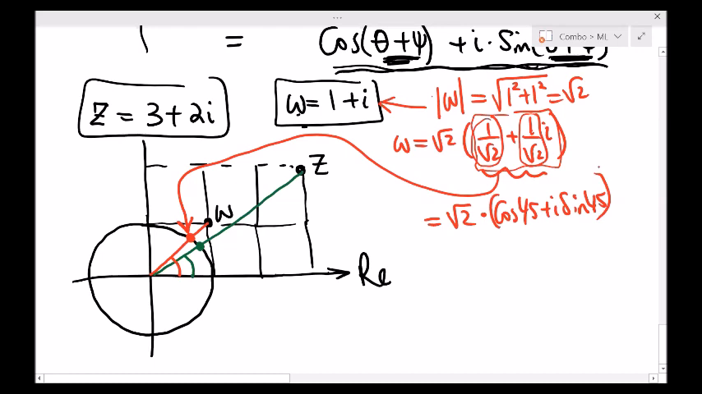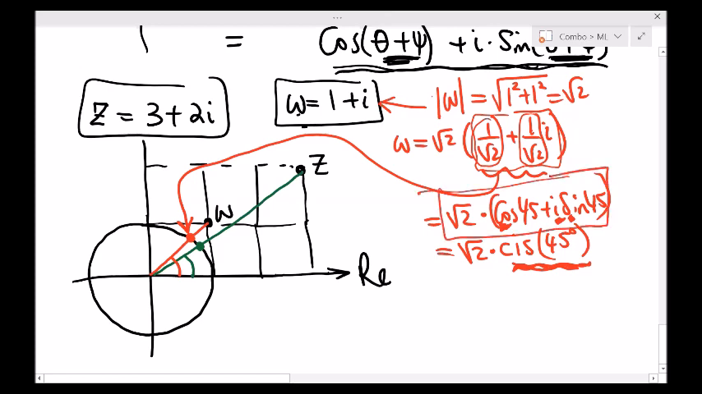There you go. Some people, just for convenience's sake, express it like this, cis 45. It's the same thing. So c, the first letter of cosine, i, and then s, the first letter of sine. So that's an alternative way to write that same thing. But it's kind of confusing. If it's confusing, don't use this notation. Just stick with this one. All right, so now we have this.